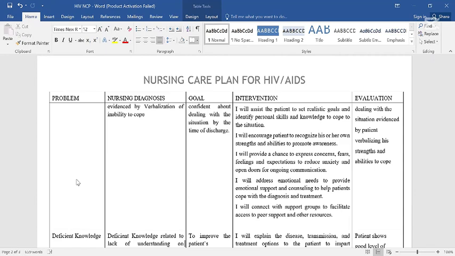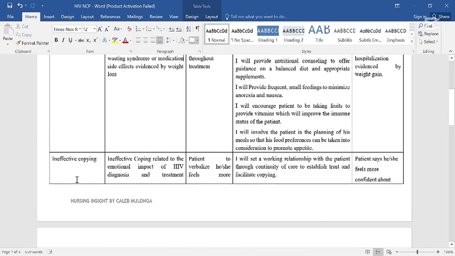Then lastly, I'll connect with support groups to facilitate access to peer support and other resources. So I will connect this patient to support groups to access other people that may have been in the situation. Okay, so of course here there are also other points, like I will refer the patient to a counselor to give counseling to the patient to help them cope with the situation. So all those are interventions that we can put up.